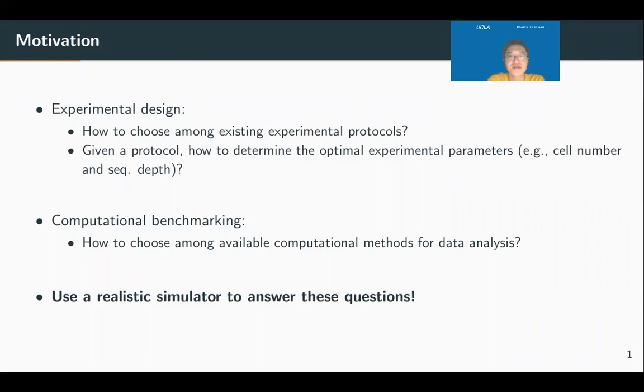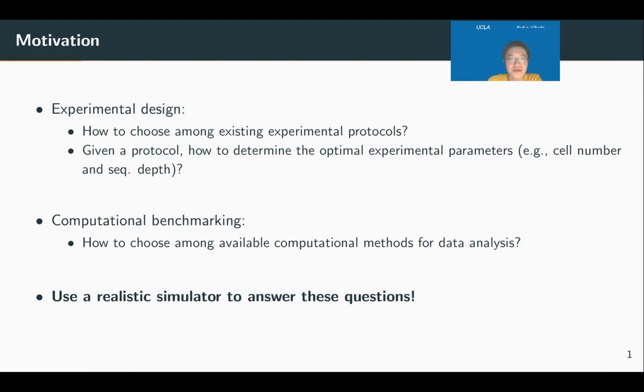In the field of single-cell RNA-seq, there are two main problems that need to be addressed. First is the experimental design problem. How to choose among existing experimental protocols, like do we use a full-length protocol like SmartSeq2 or a tag-based protocol like 10x Genomics? And secondly, given a protocol, how to determine the optimal experimental parameters. For example, we need to determine how many cells we need to sequence, the cell number, and also how deep we need to sequence, which is the total sequencing depth.